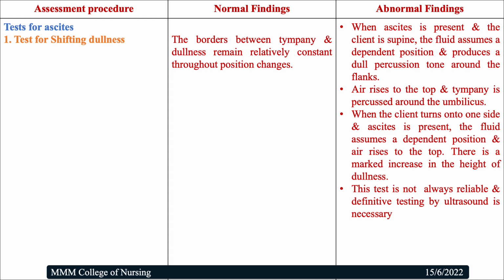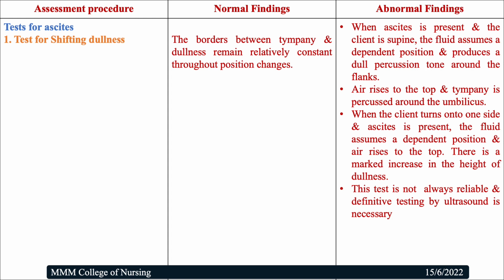The client should remain supine. Percuss the flanks from the bed upward toward the umbilicus. Note the change from dullness to tympany and mark this point. Now help the client turn on to his or her side. Percuss the abdomen from the bed upward. Mark the level where dullness changes to tympany.